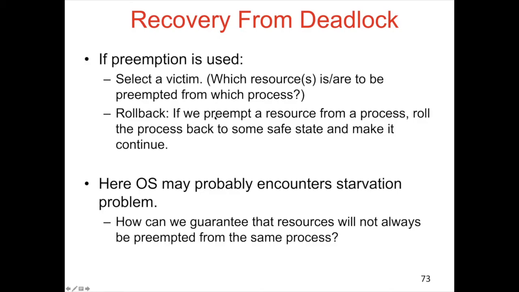Rollback. If we preempt a resource, we have to check the cost of the rollback. If we preempt a resource from a process, roll the process back to some safe state and make it continue. It may not be possible for some of the resources. Here, the operating system may probably encounter a starvation problem. How can we guarantee that resources will not always be preempted from the same process?